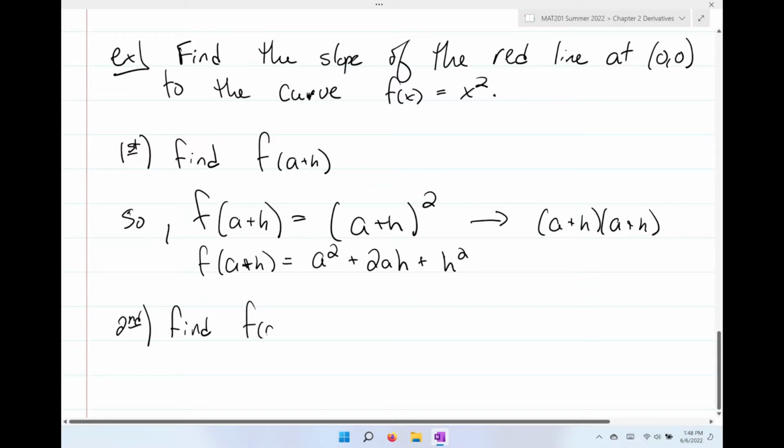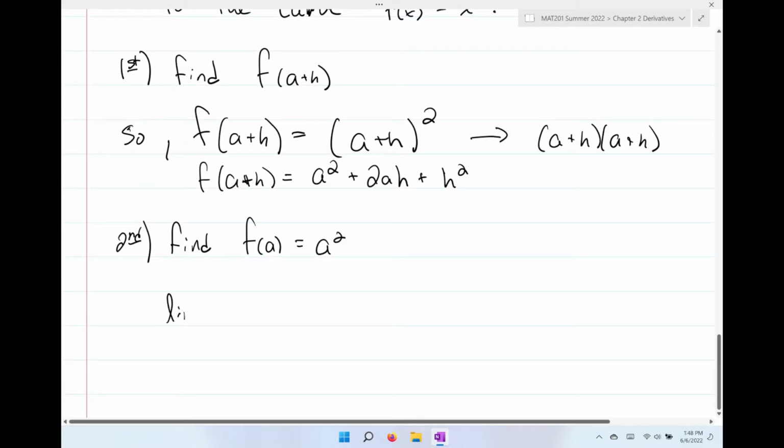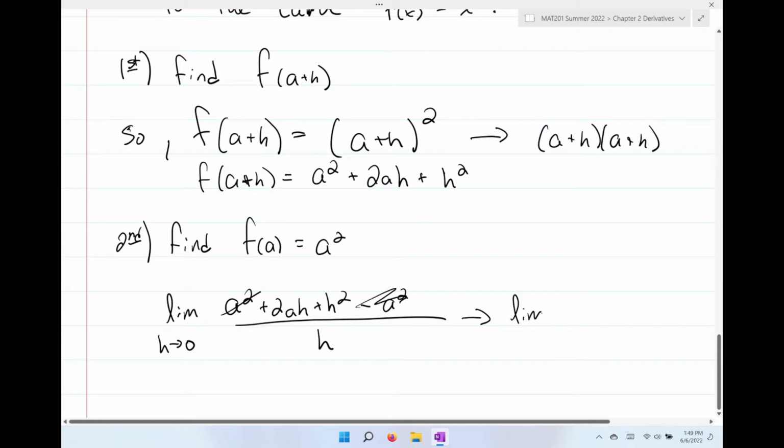Find f of a. Well, f of a is just going to equal a to the second. And now, if we take the limit as h goes to 0 of a to the second plus 2ah plus h squared minus a to the second all over h and simplify this, you're going to notice something. After we simplify, the a squareds reduce, and this gives me the limit as h approaches 0 of, and I'm going to put it in descending order, h to the second plus 2ah all over h.